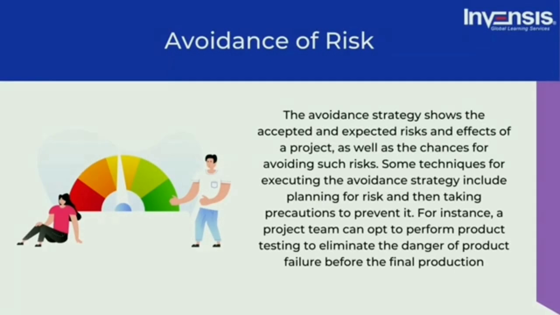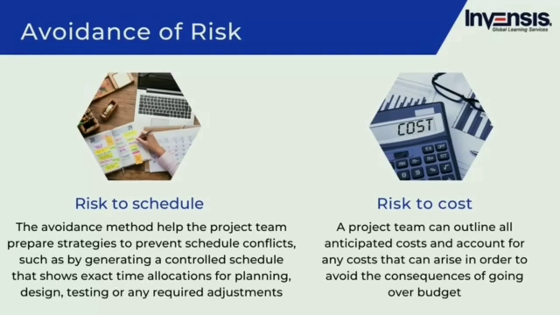The avoidance strategy shows the accepted and expected risks and effects of a project, as well as the chances of avoiding such risks. Some techniques for executing the avoidance strategy include planning for risk and then taking precautions to prevent it. For instance, a project team can opt to perform product testing to eliminate the danger of product failure before the final production. Here are some other examples where avoidance strategies can be used. First is risk to schedule.